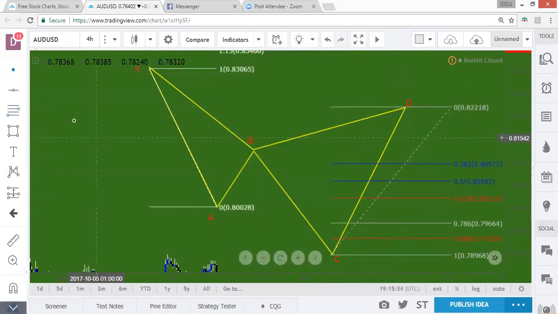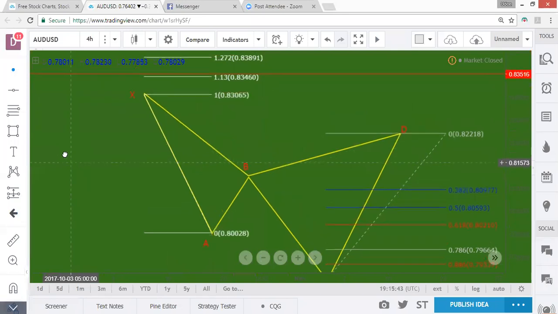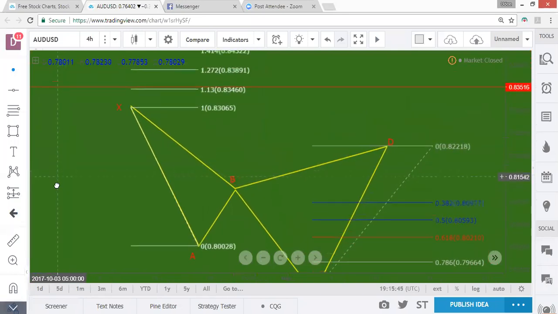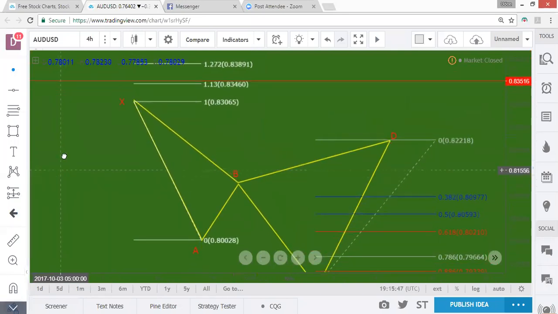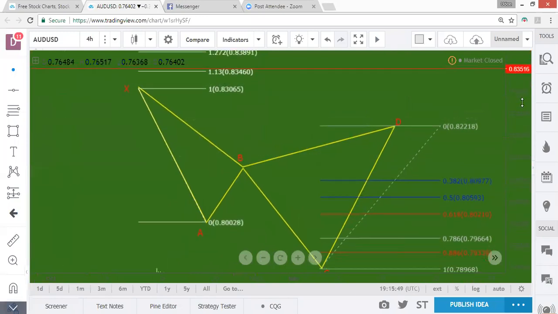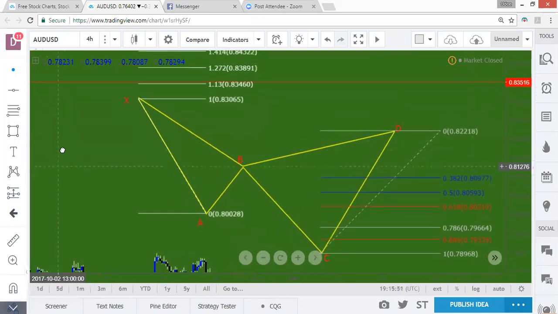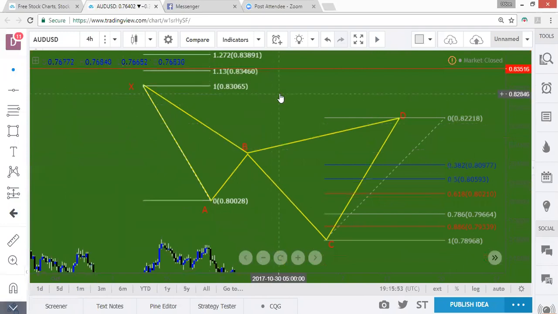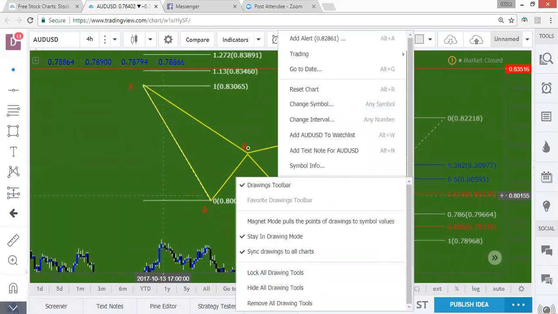Do I have any questions before we go to one in the market? Guys, just a gentle reminder that you're all muted, so feel free to unmute your microphones and ask questions. Moving right along.